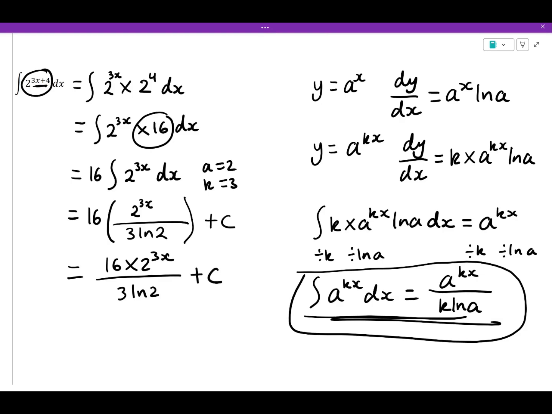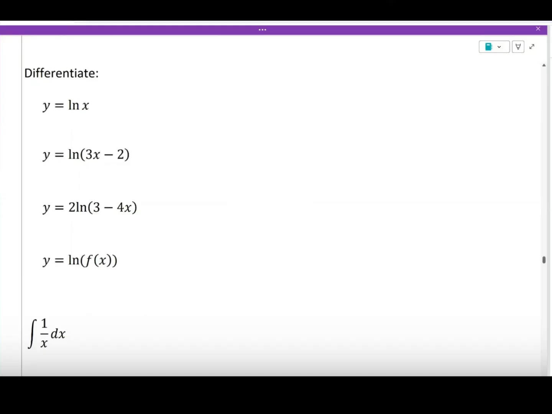Now let's have a look at questions where we're going to have to make use of the natural logarithm. So we're now going to look at how we can integrate and use the natural logarithm to help. So let's start with some derivatives as usual. So if y is equal to ln x, then dy by dx is just equal to 1 over x. That's a standard derivative that you should know.